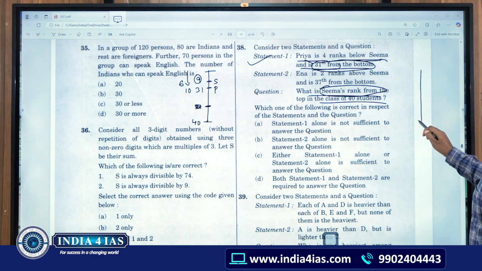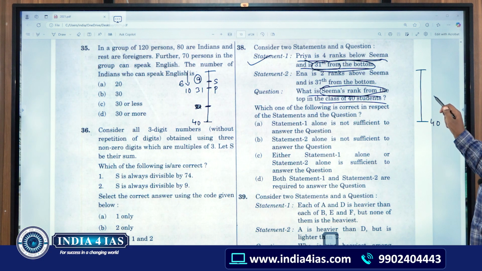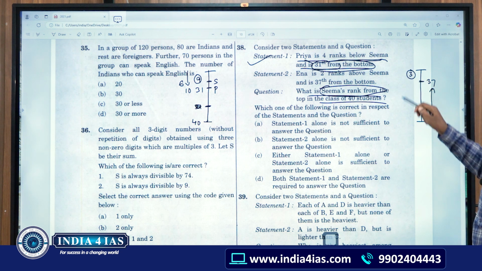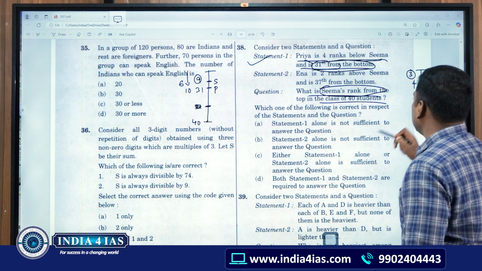So in 40 students, Ina is 2 ranks above Seema and is 37th from the bottom. See, Ina is 37th from the bottom. That means 3 better people are there before her. That means her rank from the top is 4.